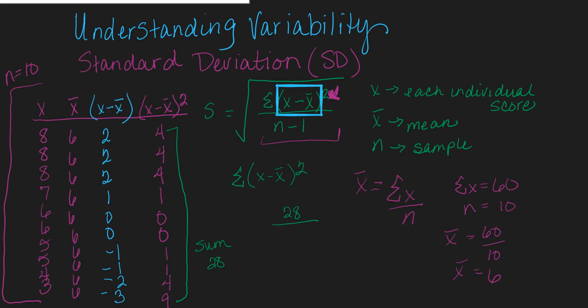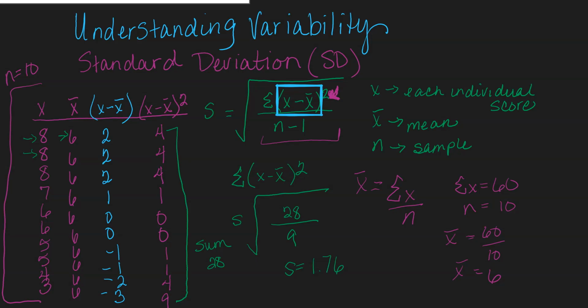We know our n is 10, so n minus 1 is 9. Our standard deviation will be the square root of 28 divided by 9. The result of taking the square root of 28 divided by 9 is equal to 1.76. So this means that each point of our data deviates from the mean by a value of 1.76. There's your standard deviation.